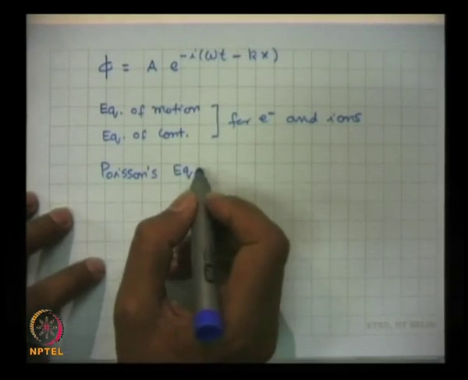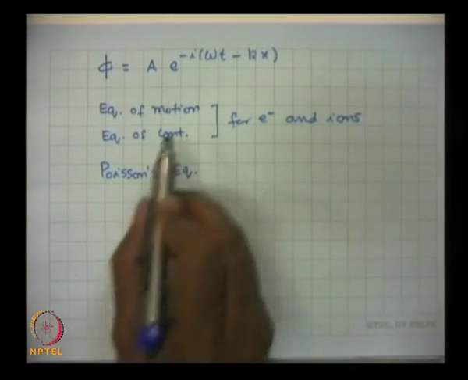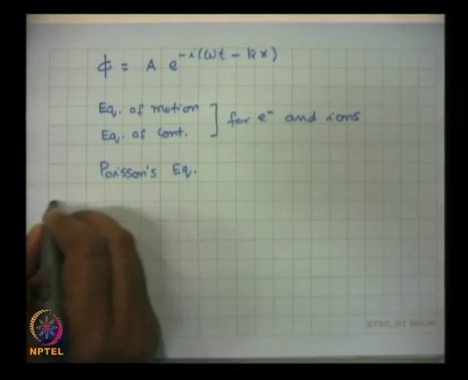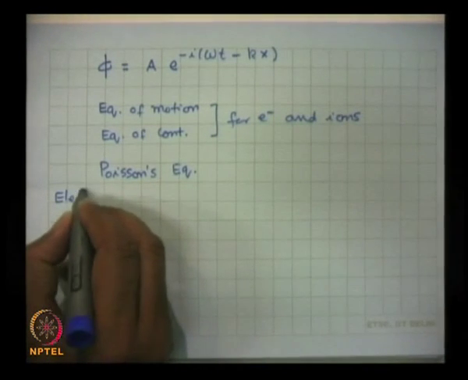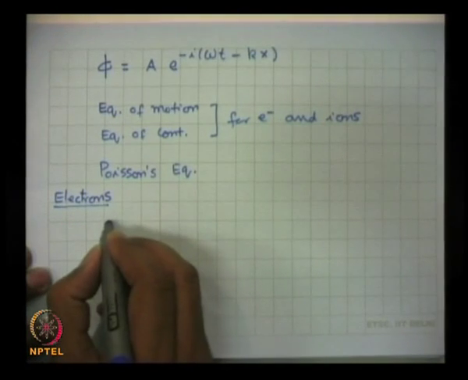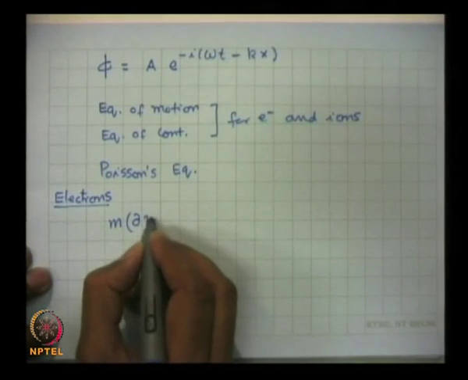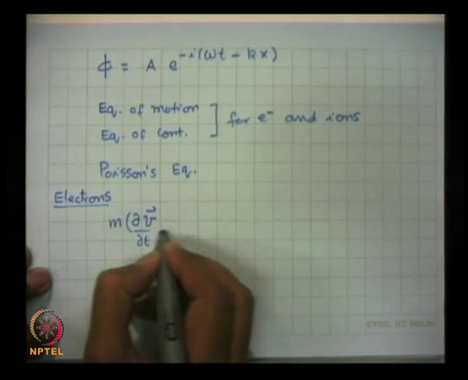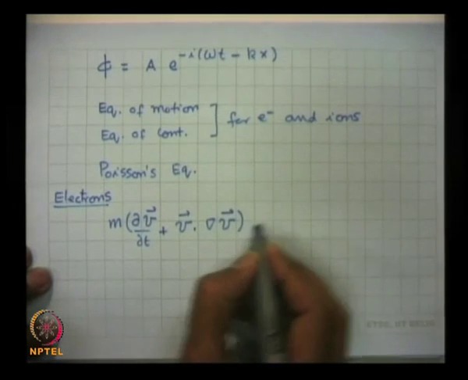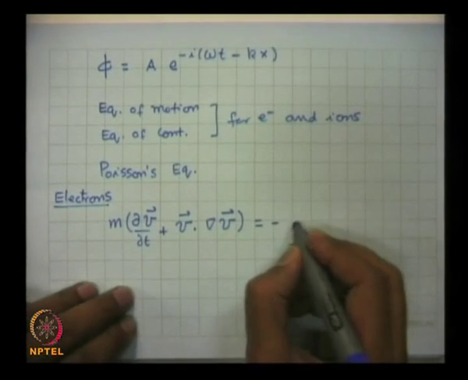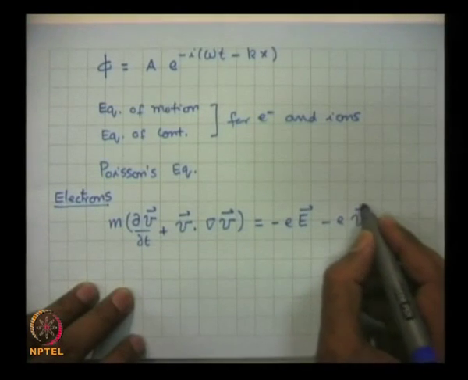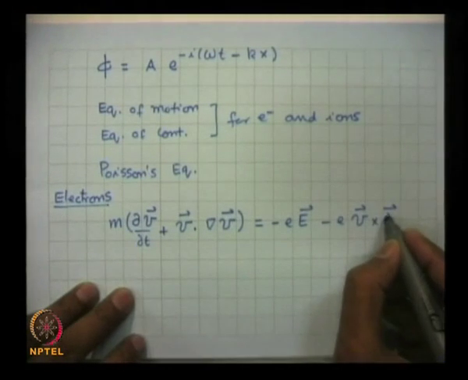This I have to do. So, let me write down the equation of motion for electrons, which is mass into delta V by delta T plus V dot del V is equal to minus E, the electric force, minus E V cross B, the magnetic force. This I have to consider.